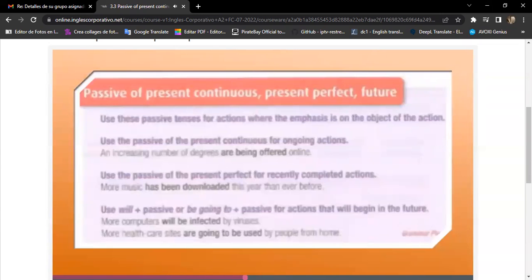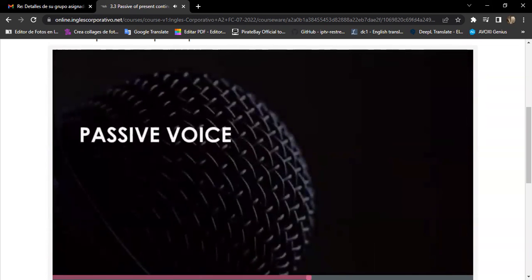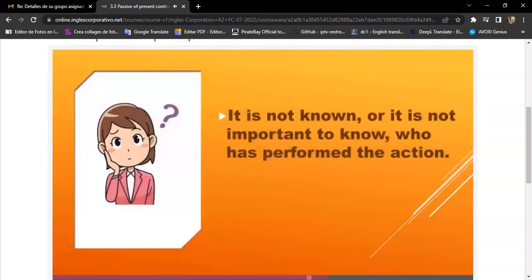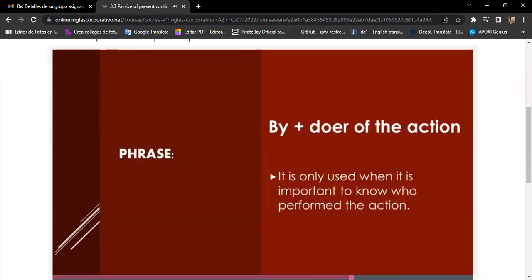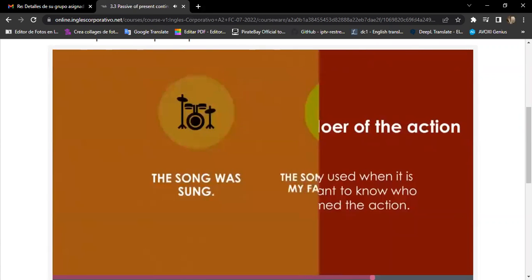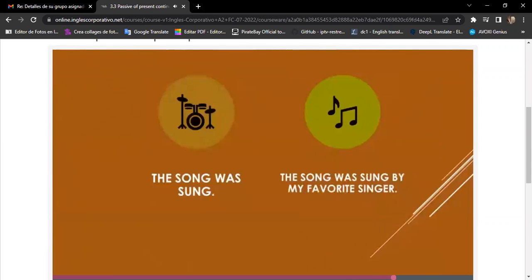Use will plus passive or be going to plus passive for actions that will begin in the future. More computers will be affected by viruses. More healthcare sites are going to be used by people from home. The passive is most often used when it is not known or it is not important to know who performed the action. The phrase by plus doer of the action is only used when it is important to know who performed the action. For example, the song was sung. The song was sung by my favorite singer.